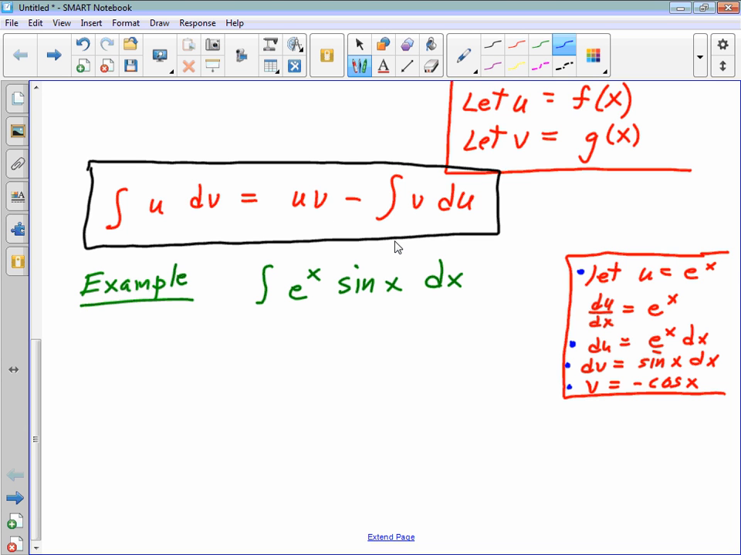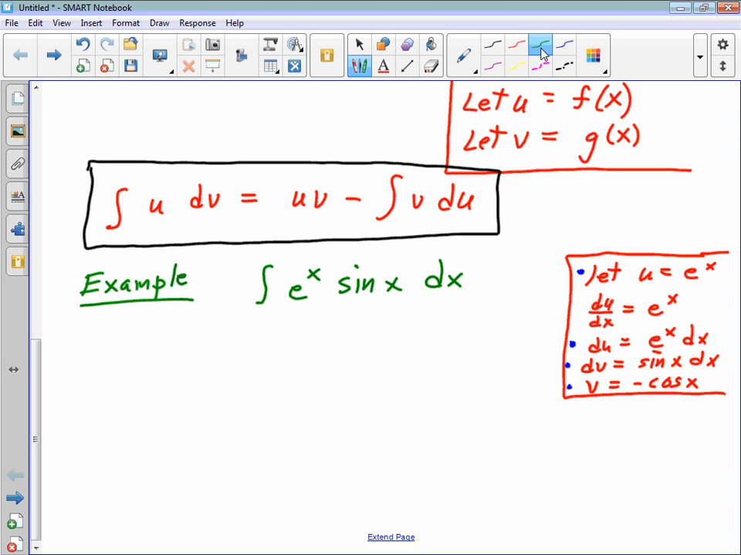All right, now let's try it out. The integral of e to the x sine x dx. Okay, so we've got e to the x, that's our u. We've got sine x, that's our dv. So we've got the integral of u dv. Good to go. Let's keep that in mind as we write this out.